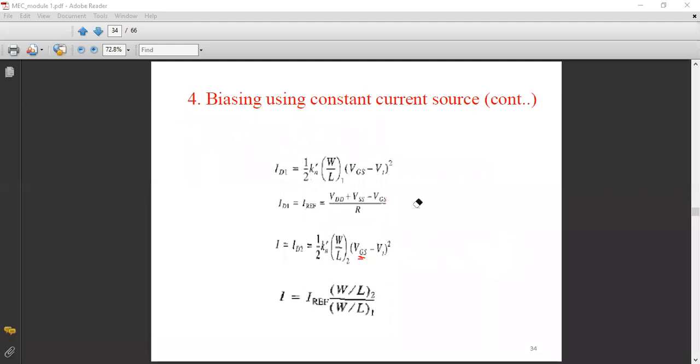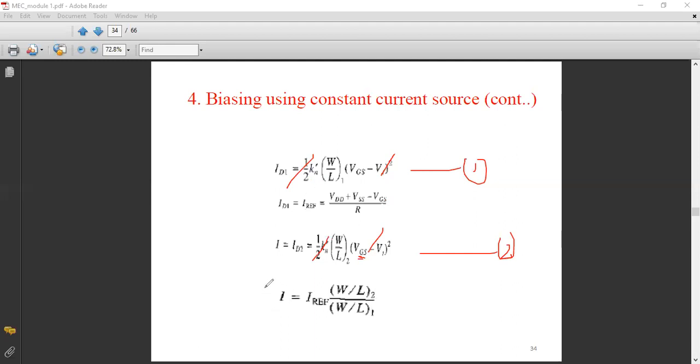Okay, divide the two equations. Please take down the notes. So if you divide these two, half Kn dash will get cancelled, right? And VGS minus VT will also cancel. VGS minus VT the whole square will also cancel.